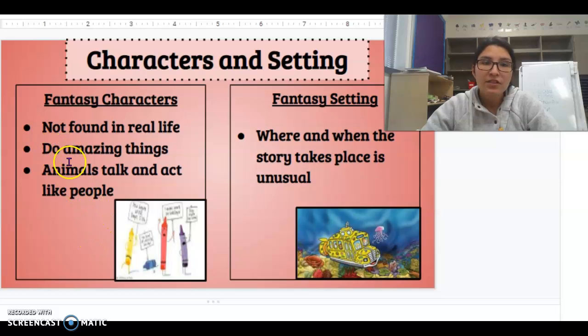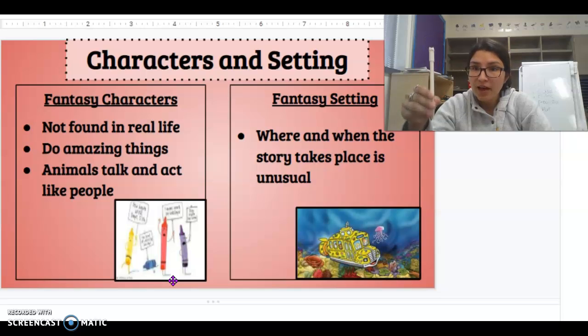All right, so fantasy characters. The types of characters you might see in a fantasy are not found in real life. They sometimes do amazing things. Maybe they have magic. Maybe they have special powers. The animals talk and act like people. Okay, and sometimes creatures or things can come to life. For example, maybe this pen could come to life and start talking, right? That's not real. That's fantasy.